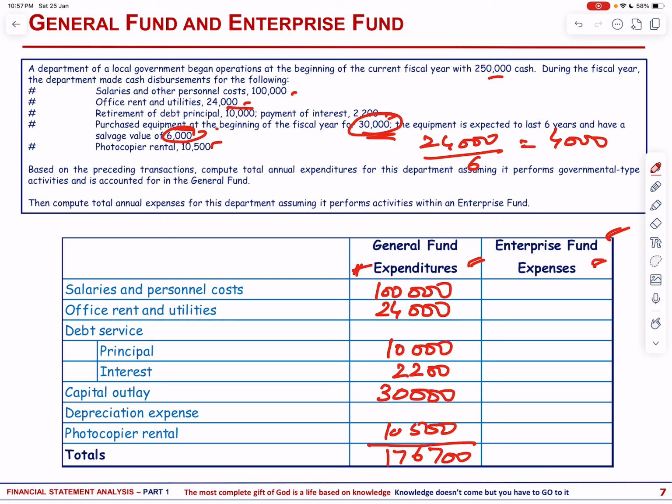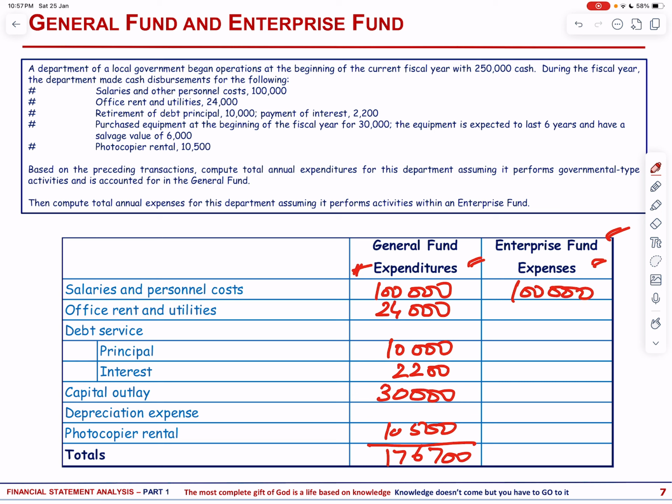Now let's come to the enterprise funds, and under the accrual basis of accounting that applies to the enterprise fund, we recognize expenses when incurred, not when cash is disbursed. And we will capitalize the purchase of long term assets like equipment and depreciate them over time. So let us now compute the total annual expenses for the enterprise fund. So we have salaries and other personal costs. It will be the same, that is, sorry, 100,000.